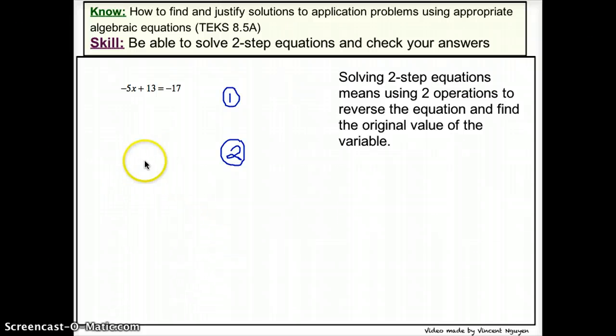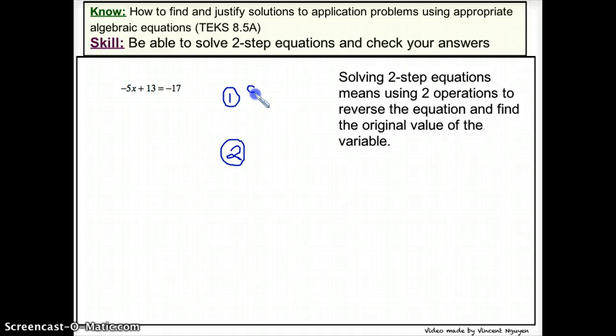Remember, I suggest that you cover up the term with the variable in it. In this case, it's negative 5x. So I'm going to cover it up. What I have left with the constant is the positive 13, which needs to move to the other side of the equation. So in order to move positive 13 to the other side, I would have to subtract, right? So I am going to subtract.